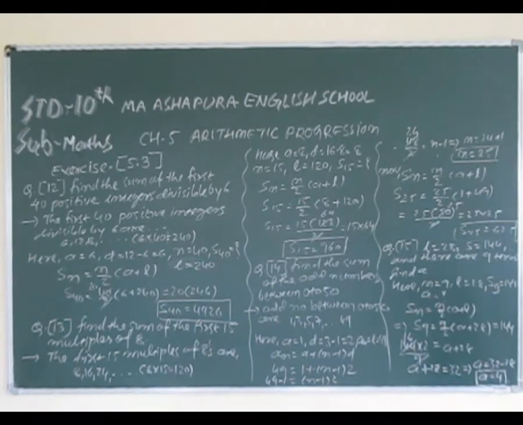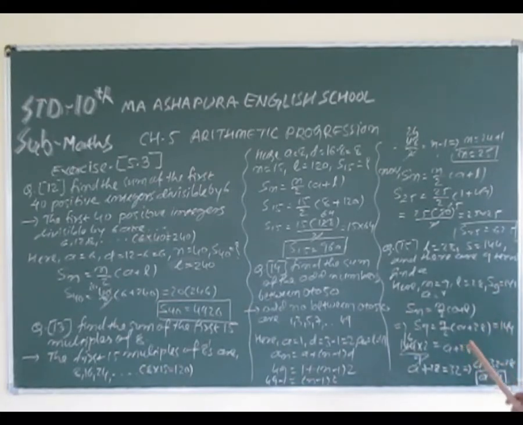Now one more question from your exercise. Here l is equal to 28, the last term. The sum of the n terms is equal to 144, and there are 9 terms available. Find a. So look here, n is equal to 9, l is equal to 28, S9 is equal to 144, and we have to find a. So applying the formula, Sn is equal to n by 2 into bracket a plus l. Now substitute the values. Therefore S9 is equal to 9 by 2 into bracket a plus 28, equal to 144, because S9 is equal to 144.